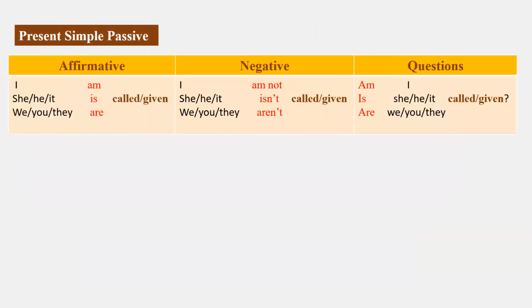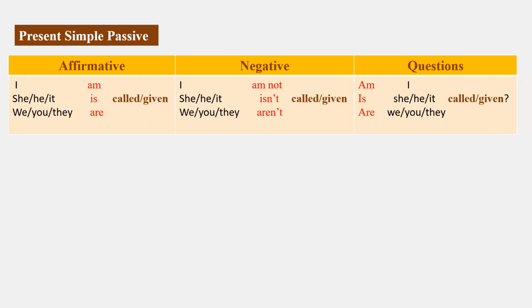Affirmative: I am called, given. Here you have two different verbs, one regular, one irregular, the verb to call and the verb to give. She, he, it is called, given. We, you, they are called, given. Negative: I'm not called, given. She, he, it isn't called, given. We, you, they aren't called, given.